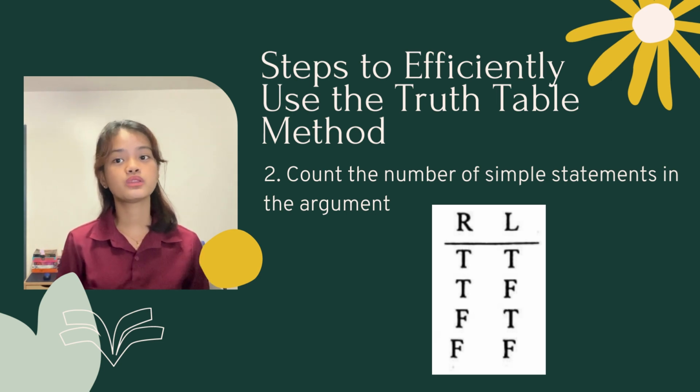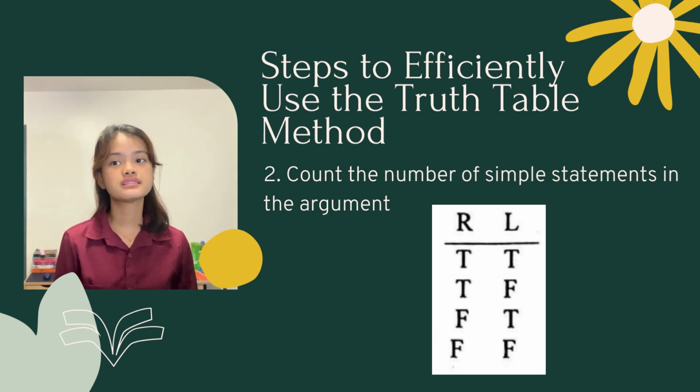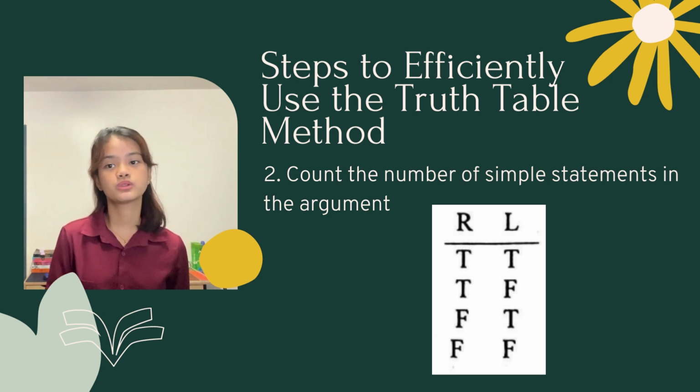Makikita natin dito na may 2 columns. Sa first row, may instances na true sila pareho. Meron din naman na true si R pero false si L. Following the example, following yung gist niya, may instances na false si R pero true si L. At lastly, may instances din na both false sila pareho.